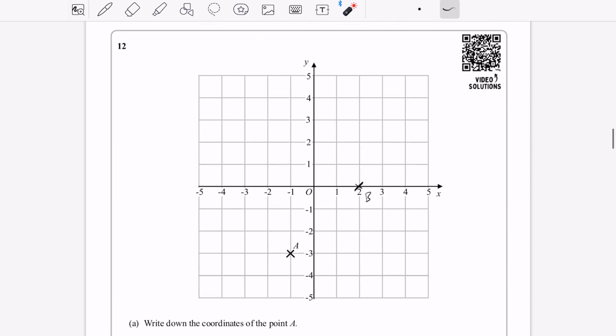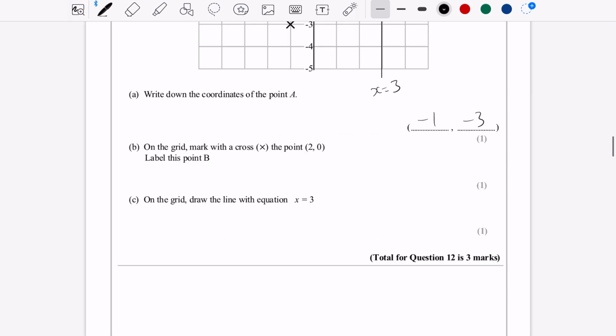So I'm going to draw a horizontal line down there. I meant vertical, sorry, vertical line down there. Okay, that's the line x equals 3, and we're done.